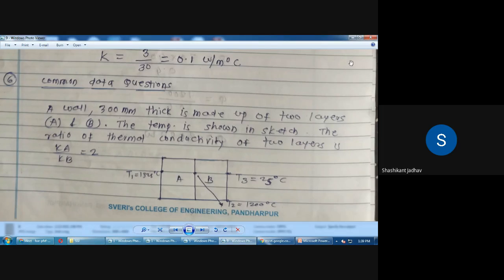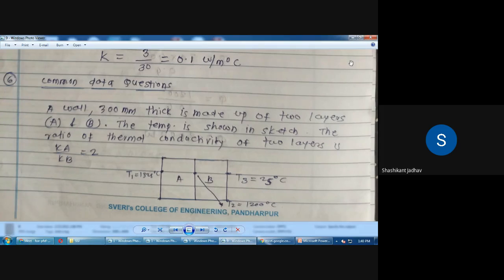So what is the equation for the QB? QB is equal to KB into A into T2 minus T3 divided by LB. So whatever the heat flow which takes place through the section A, that amount of heat is now transferring into the section B. म्हणजे सेक्शन ए मधून जेवढी हीट ट्रान्सफर होणार आहे तीच हीट कुठे जाणार आहे? सेक्शन बी मध्ये जाणार आहे. So from that we have to equate equation number 1 and 2, that is QA is equal to QB. So we get the value of LA by LB. Okay, so find out the value of LA by LB.